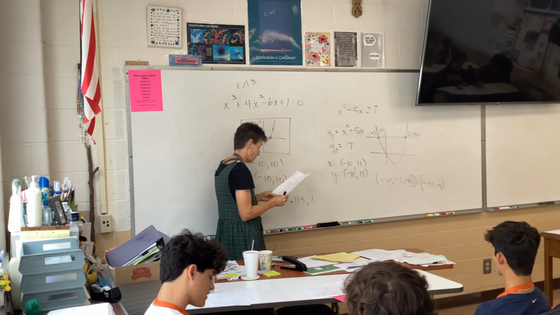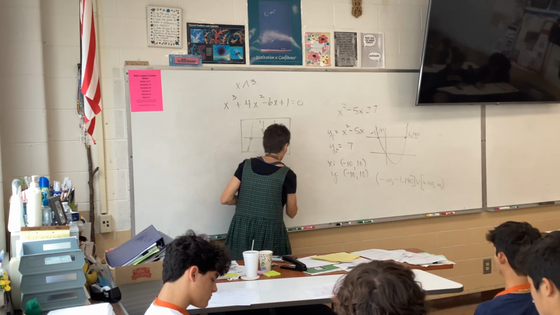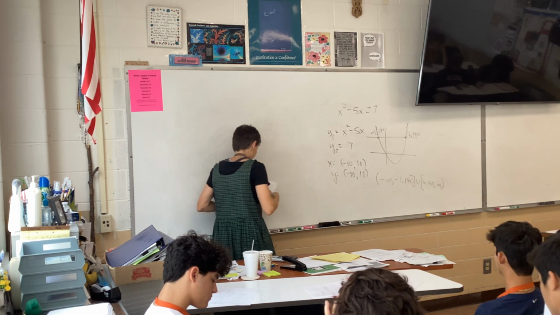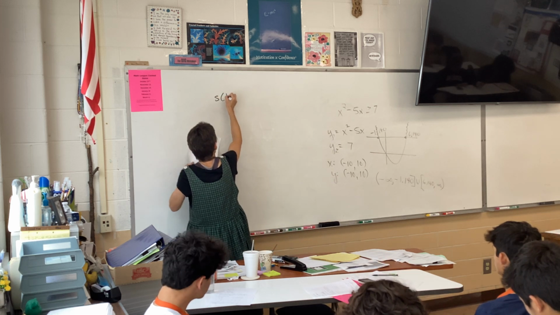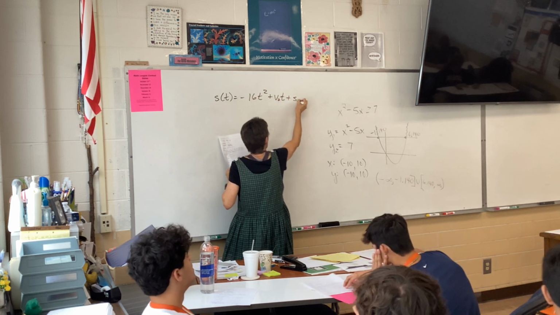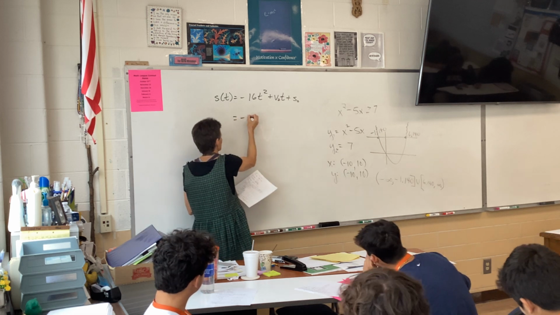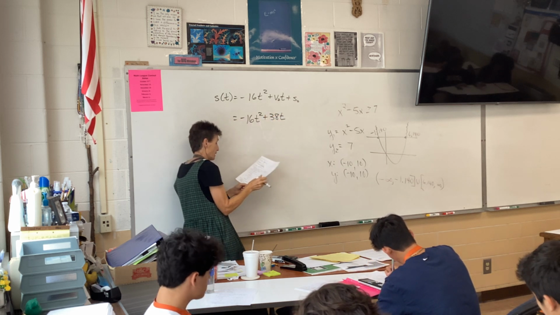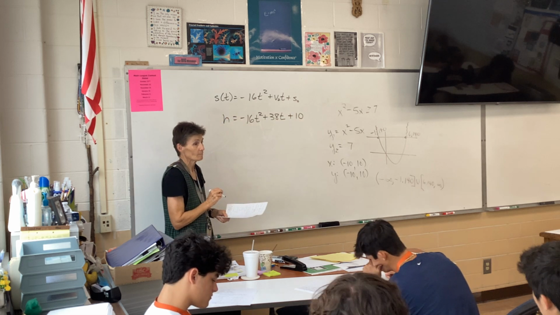All right, number 12. I will give you the formula. You do not have to memorize it. The general formula. You will need to plug in your numbers. But the general formula is this. So what is it for our problem? The initial velocity is 38. And the initial height is 10. And I'm looking for my height, right? Yep.